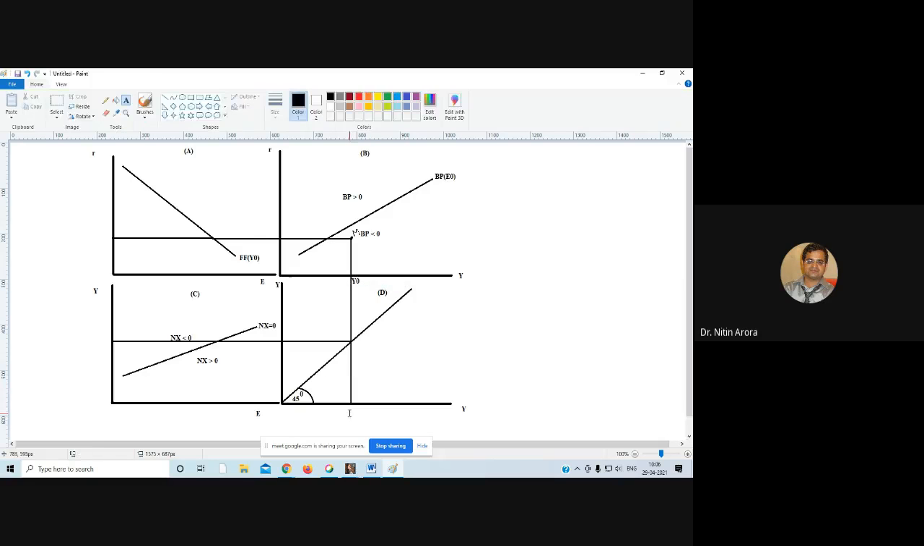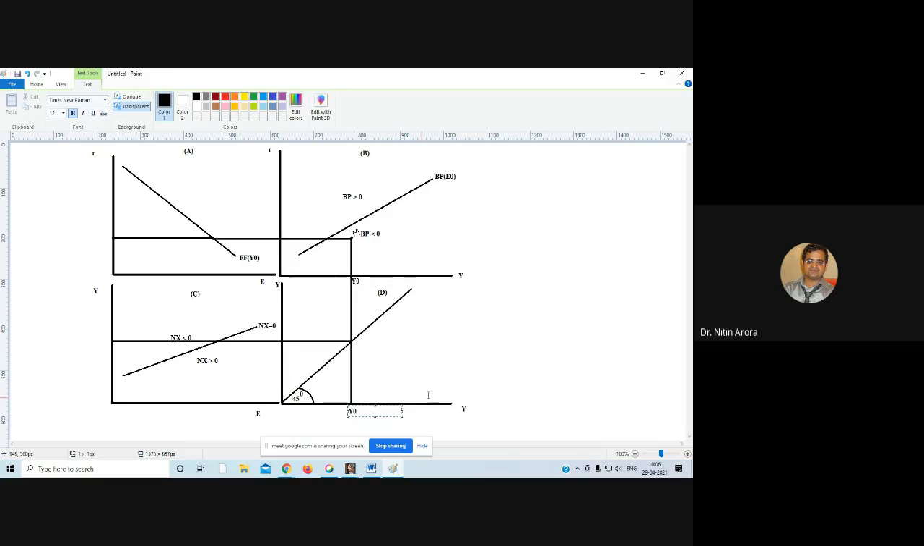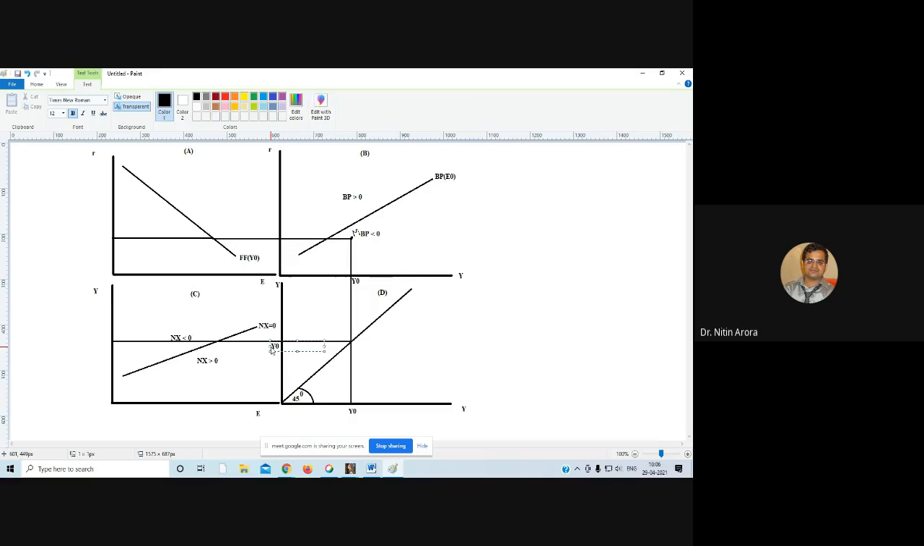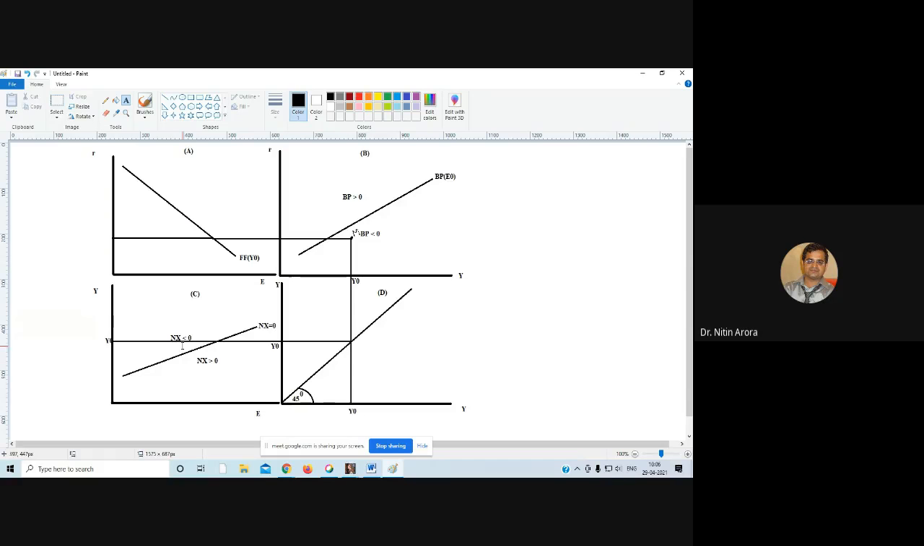This Y naught appears here in panel D, and with the 45-degree line we are converting this Y naught to this point. Y naught is coming here, and for this Y naught, let us suppose the rate of interest is this much. Let us suppose the exchange rate E naught is given like this.